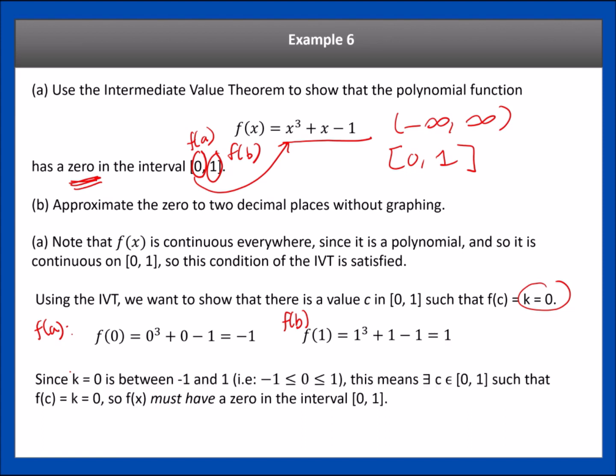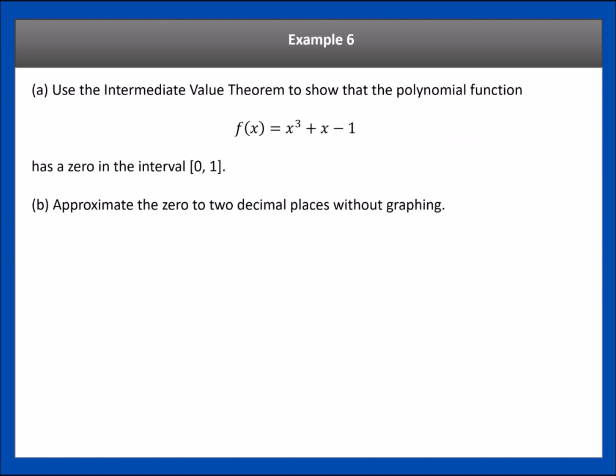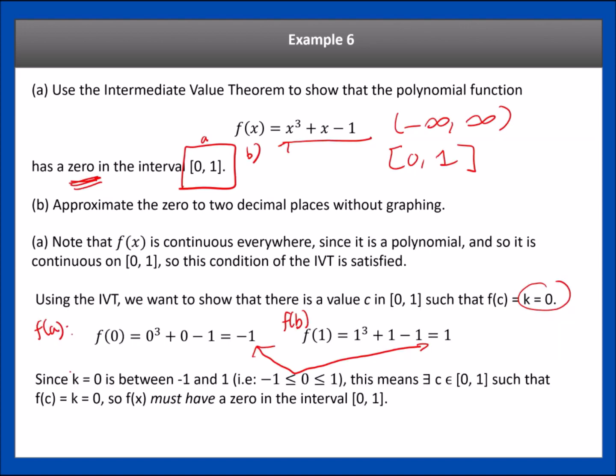So since k is 0, and 0 is between -1 and 1, 0 is between these two numbers, that means that there is a value c in this interval such that f(c) is 0. So we basically showed that because 0 is between those two numbers, there is a 0 that exists. And we need to figure out where it is. So that's what we're going to do in part B.